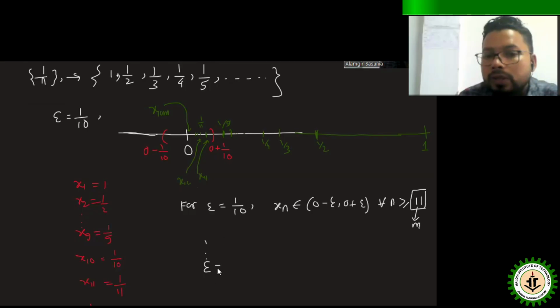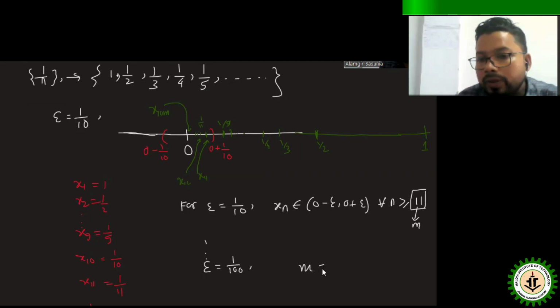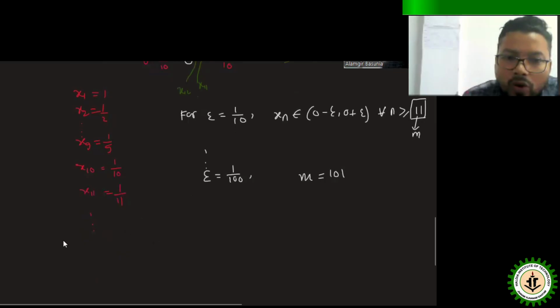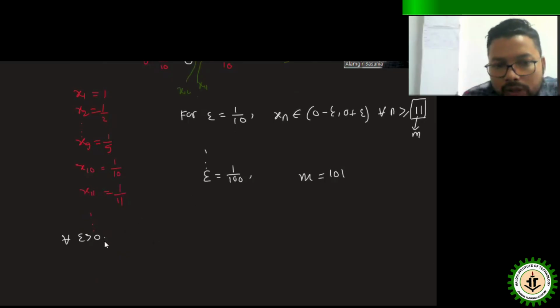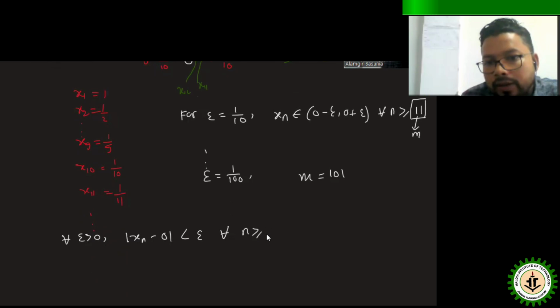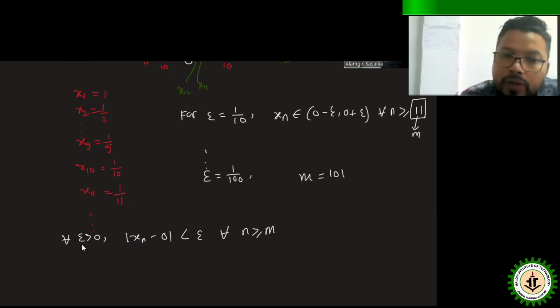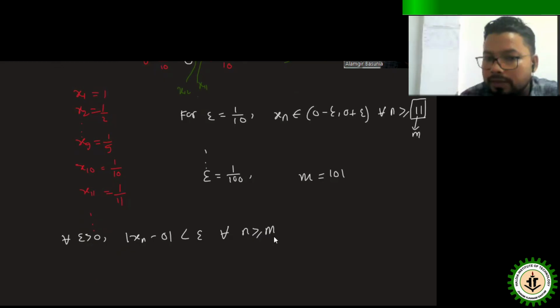Now, whatever the value of epsilon, suppose you give me 1 by 100, then definitely our m will be 101. So we can say for all epsilon greater than 0, mod of xn minus 0 is less than epsilon for all n greater than or equal to m. That means whatever epsilon you give me, I can give you an m, a natural number. So this holds every time.